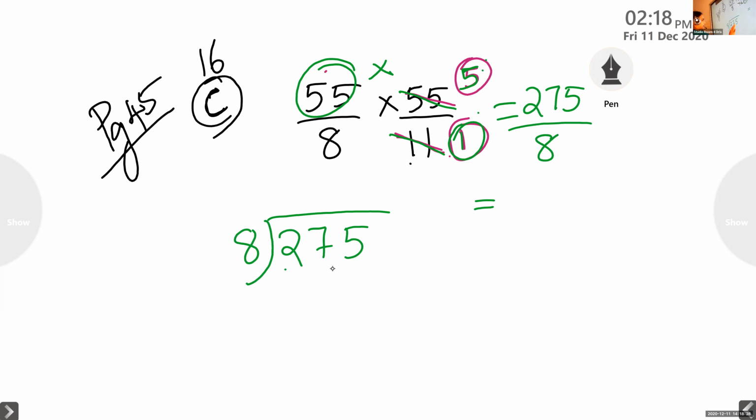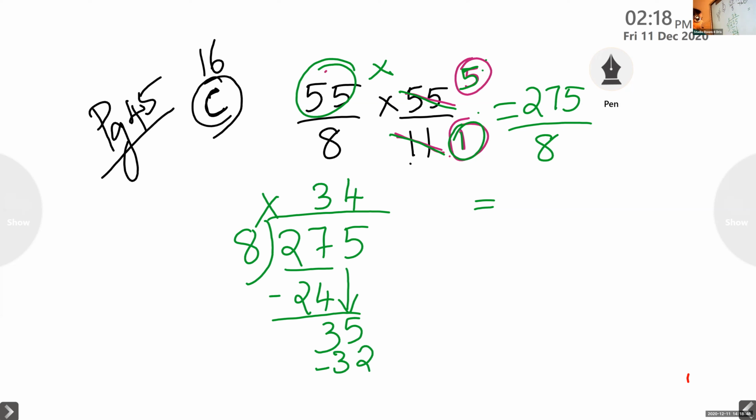Okay. 8 times how many can we take from 27? 8 into 3. 8 3s are 24. Subtract here, 3. Bring down 5. 8 times 4 is 32. The remainder here is 3.